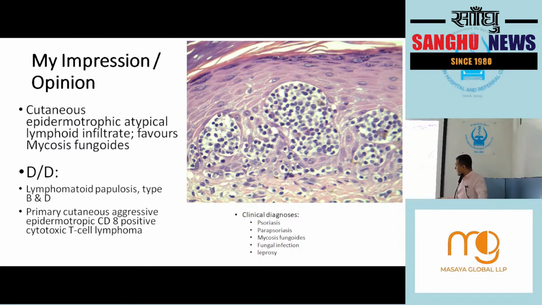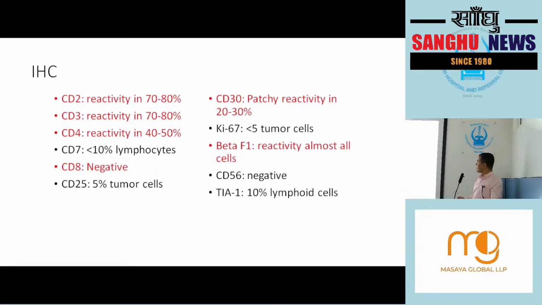And I gave some differential diagnosis also. It may be MF and some other possibility: lymphomatoid papulosis type B and D, which show epidermotropism, and primary cutaneous aggressive epidermotropic CD8 positive cytotoxic T cell lymphoma. And I have sent the block to Professor Kemp for IHC. He did it for me.